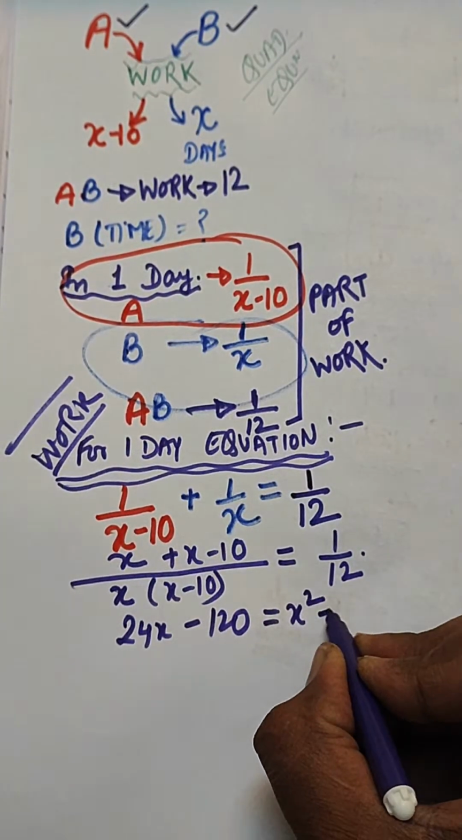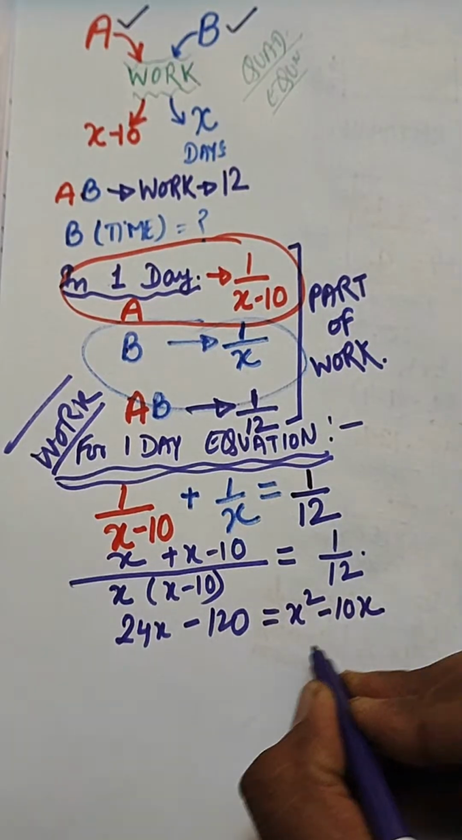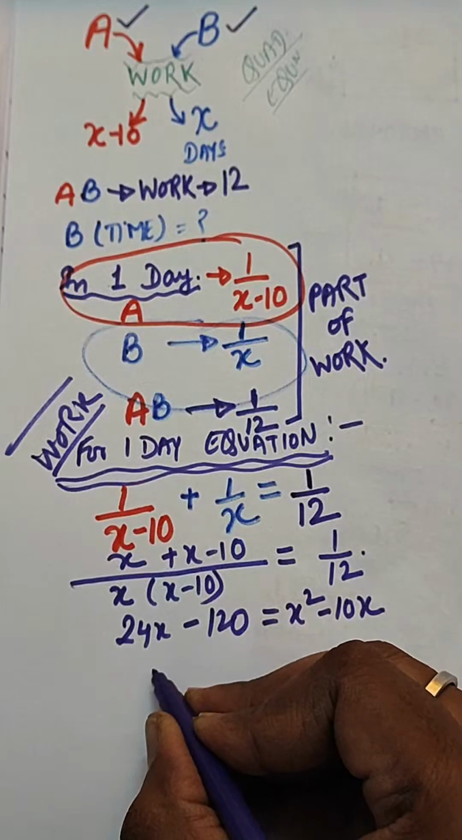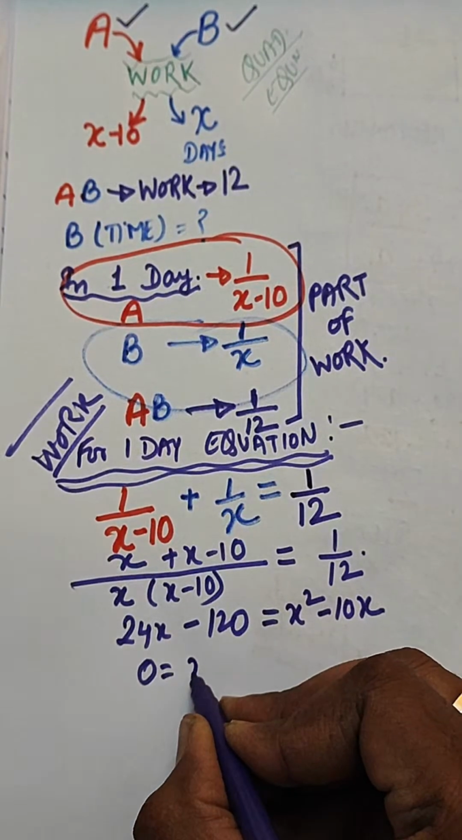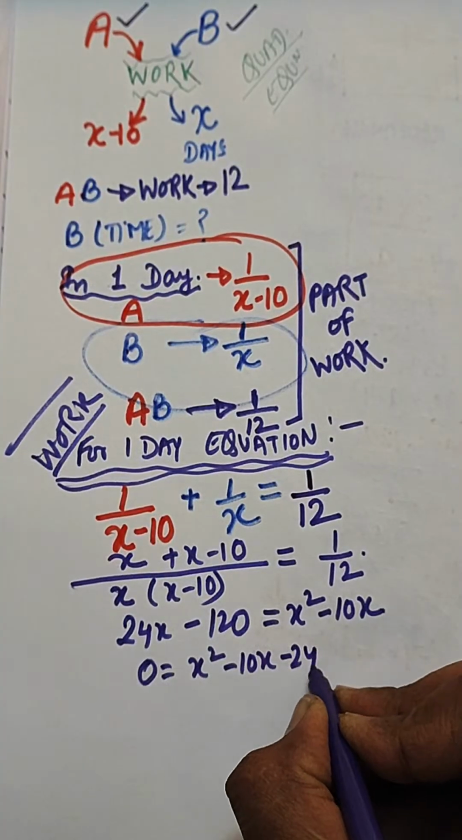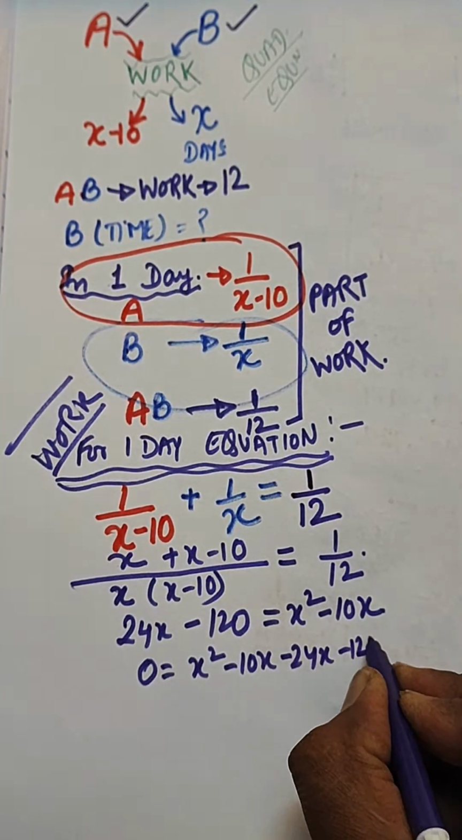x square minus 10x, right? When you put all the things into the RHS, it will become 0 on the LHS, and we have x square minus 10x minus 24x minus 120.